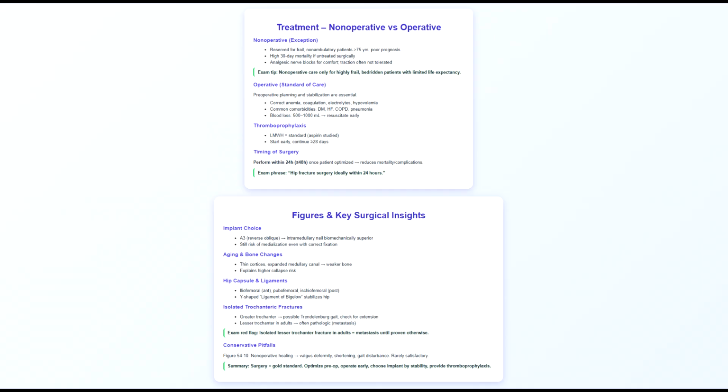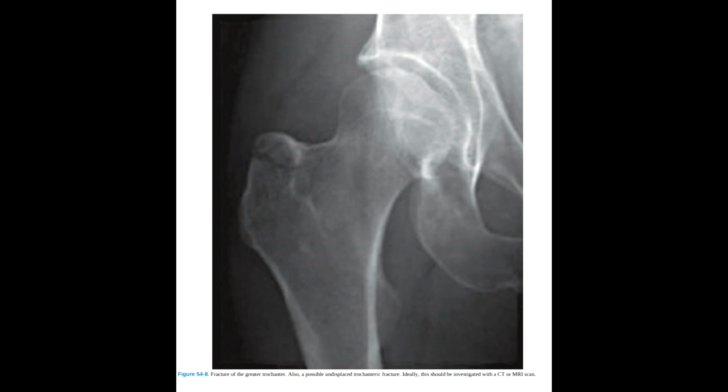In figure 54.8, we see a fracture of the greater trochanter. This might be isolated or extend into the intertrochanteric region. Isolated greater trochanteric fractures may sometimes be managed conservatively if non-displaced, but careful imaging is necessary, often with CT or MRI, because the fracture line may extend further than plain radiographs suggest.